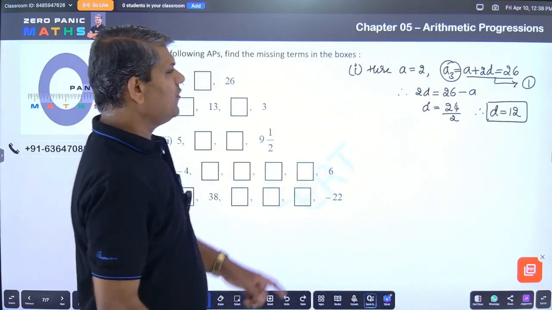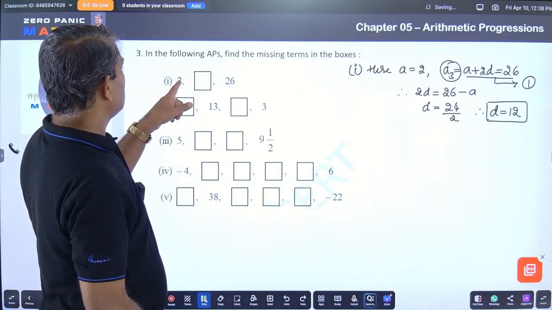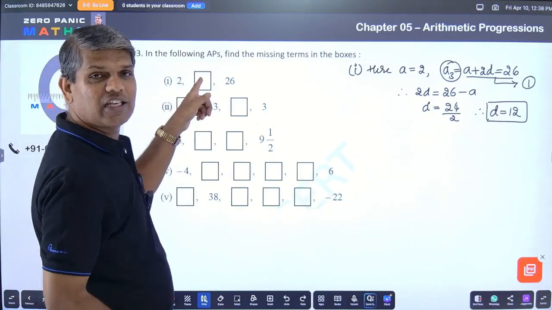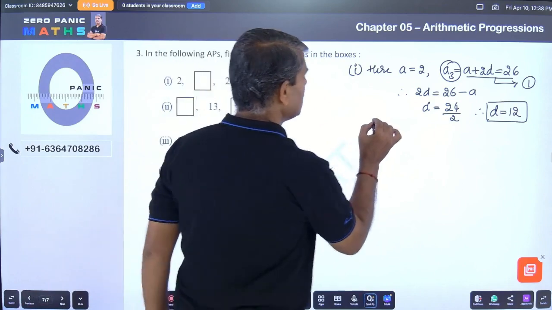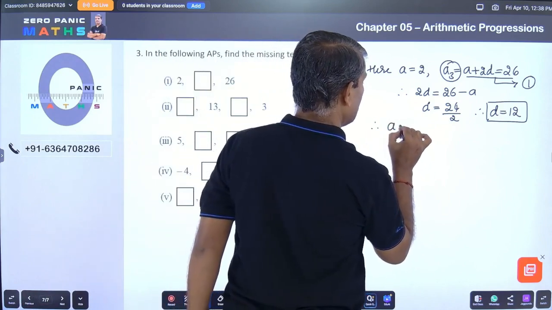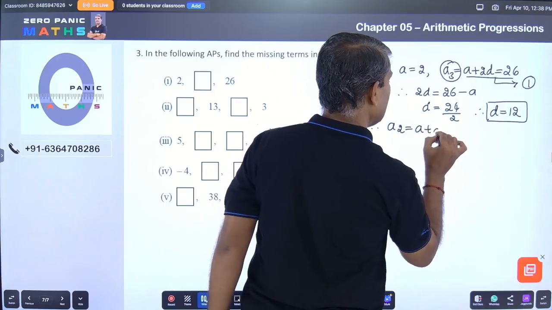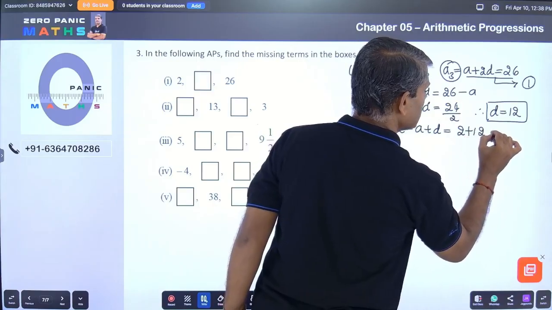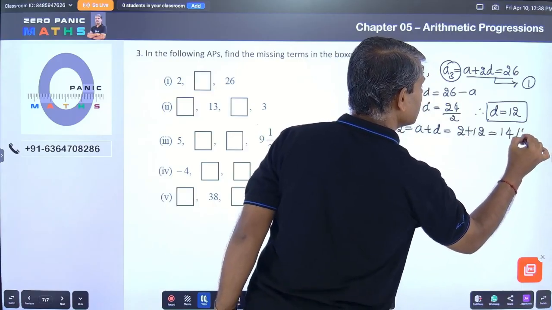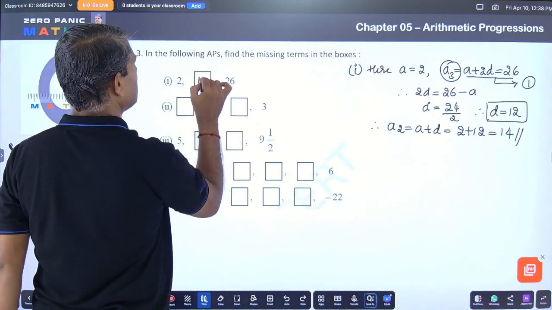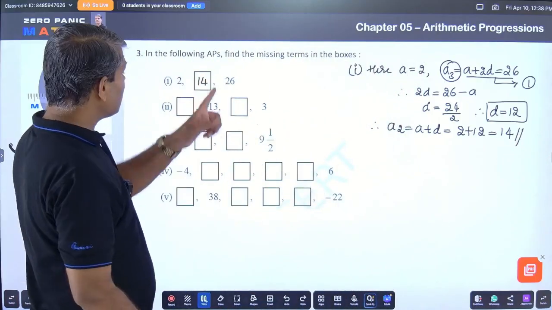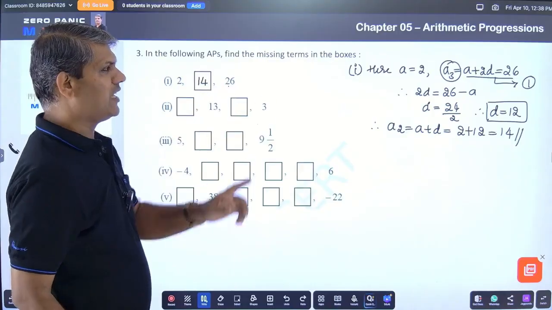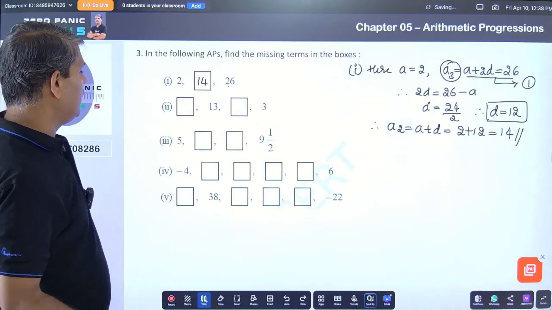Correct? So if you add D is equal to 12 to the first number, you will get A2. That is what is missing in the first. So therefore, A2 is equal to A plus D, A is already given to us, that is 2, and D is 12, which is 14 is the answer. So let us put 14 here. Let us add 12 to 14. Will you get 26? Fine, that is the correct answer. That is how you can verify yourself.